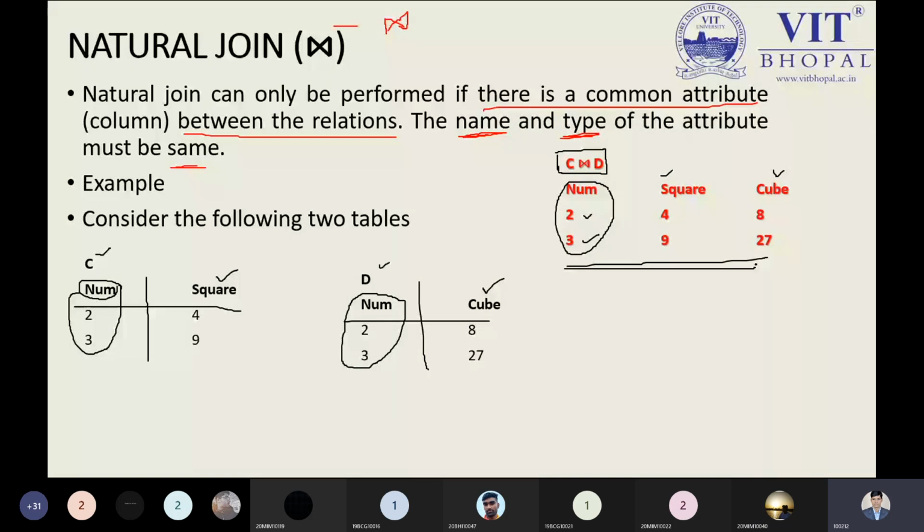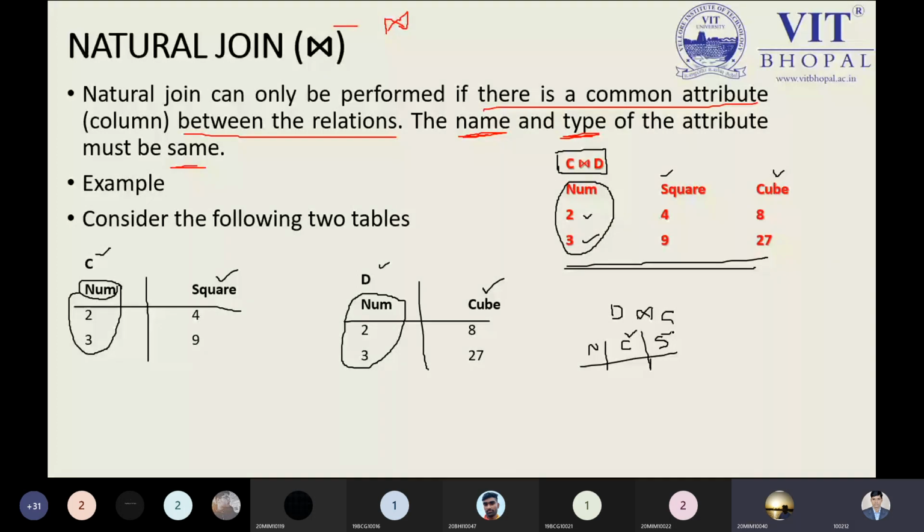Suppose I am writing D natural join C. So what would be the order? Num, then the attribute name of D, that is cube, and then square. If I'm using D natural join C, first I have to take D's attributes and then the attributes of C. Now clear? Is it clear right now, or anything you need to ask? No, sir, you can proceed. Okay, thank you.